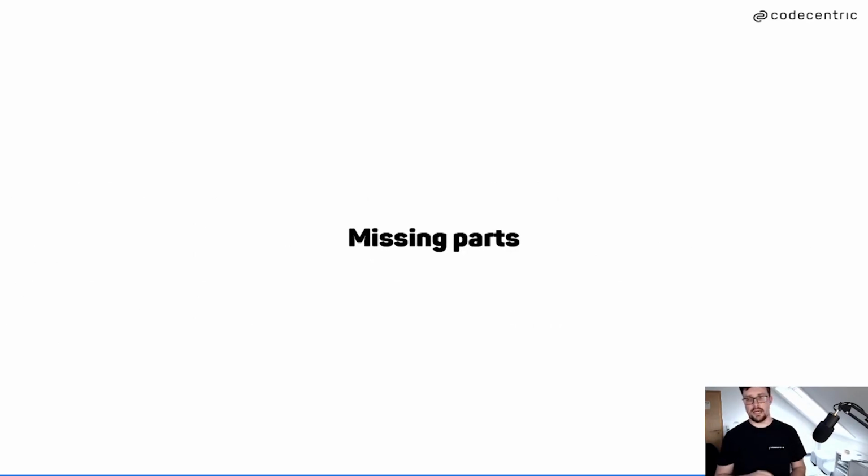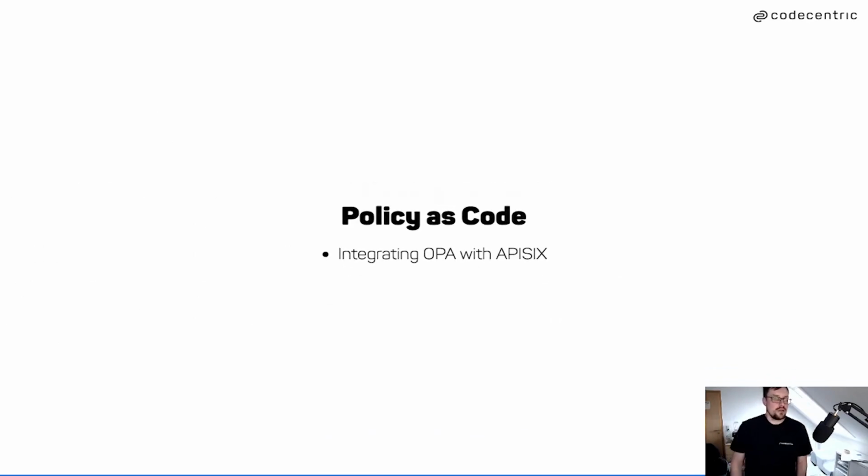But looking at my clock, we are nearly at the end. We also have some missing parts. We didn't look at policy as code. So integrating OPA with APISIX, this is something we didn't spot, and I think there is something available like a blog post on the APISIX blog, when I remember it correctly. So there is already something to find about it, but this is what we actually missed. So we didn't talk about policy as code or this policy thing so far.